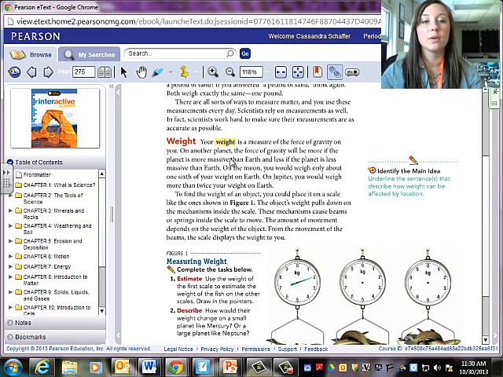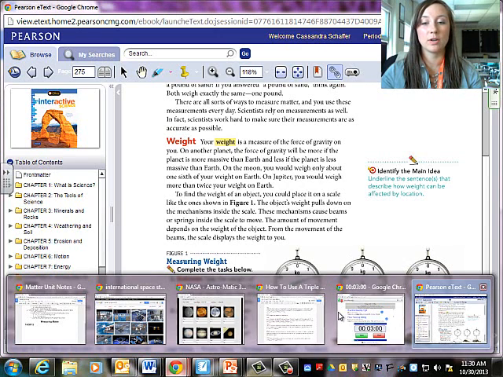So, what we have here, the first thing that we need to talk about is what is weight. And we said that this whole section is going to be on measurements of matter, but weight isn't necessarily measuring matter. Weight is measuring the force of gravity. So let's add that to our notes right now.